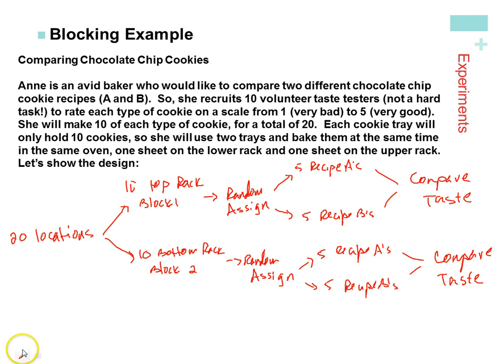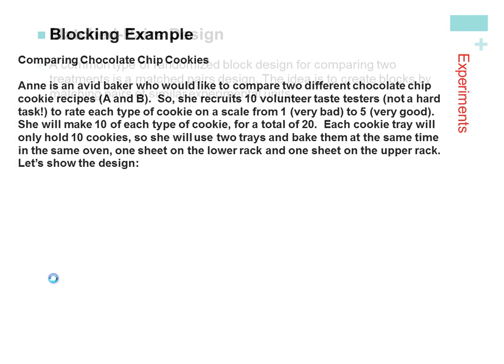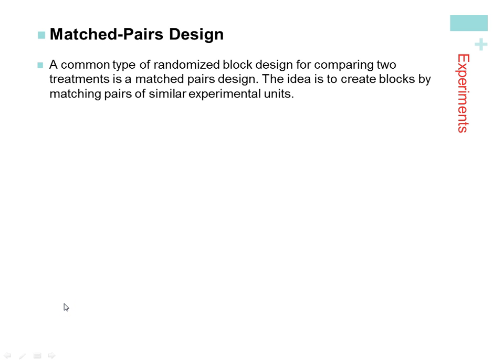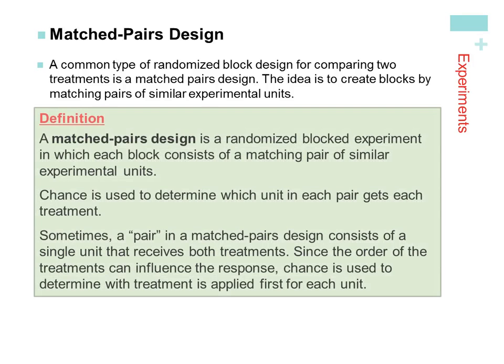Now, a special type of block design is what's called a matched pairs design. The idea is to create blocks by matching pairs of similar experimental units. So we'll talk about that a little bit. A matched pairs design is a randomized block experiment in which each block consists of a matching pair of similar experimental units.